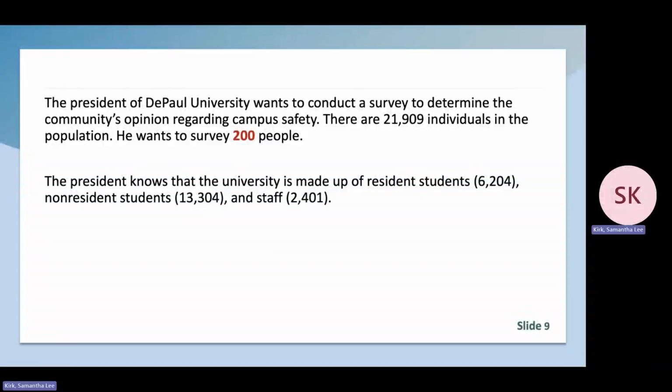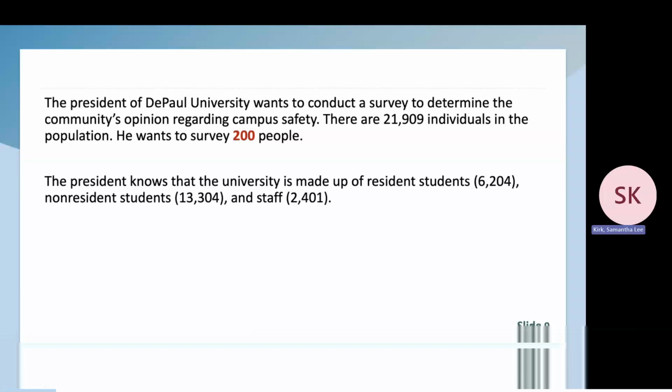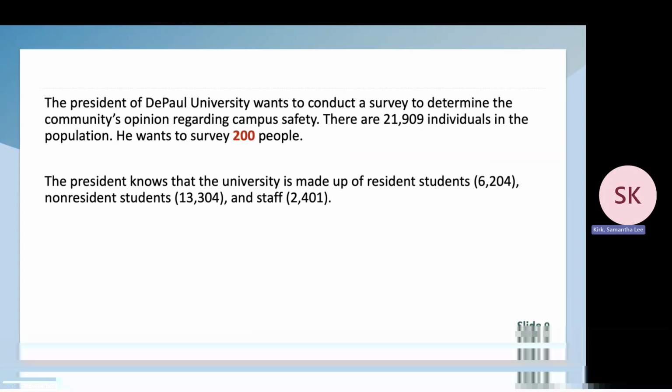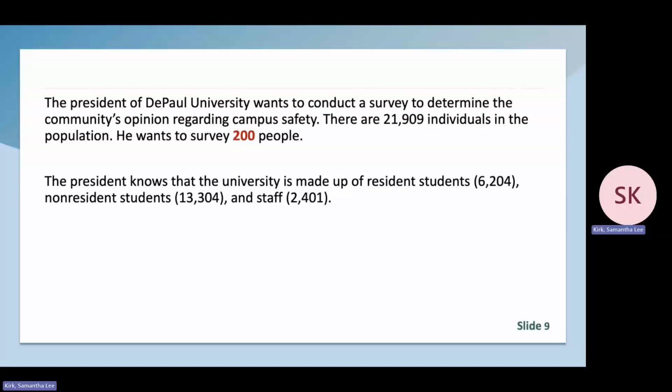The president of DePaul University wants to conduct a survey to determine the community's opinion regarding campus safety. There are 21,909 individuals in the population. He wants to survey 200 people. Okay, 21,000 is a lot of individuals, and 200, that's a small number compared to that 21,000. In fact, it's about 1% of the total population.